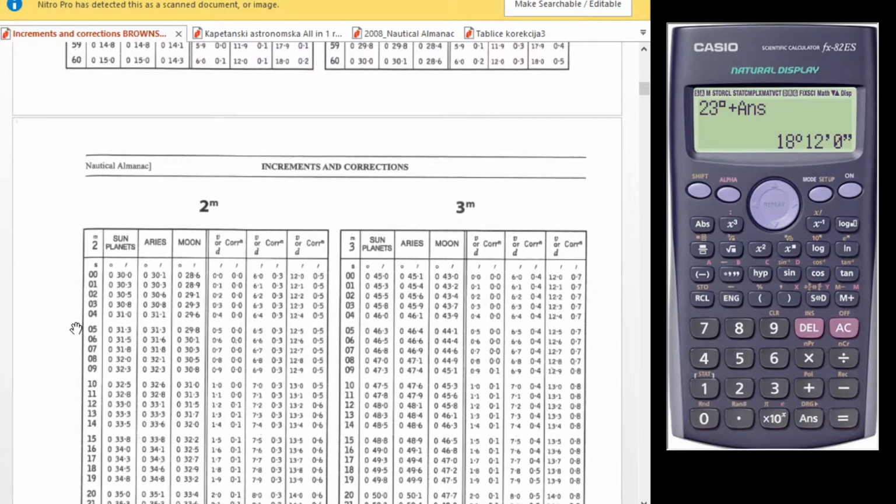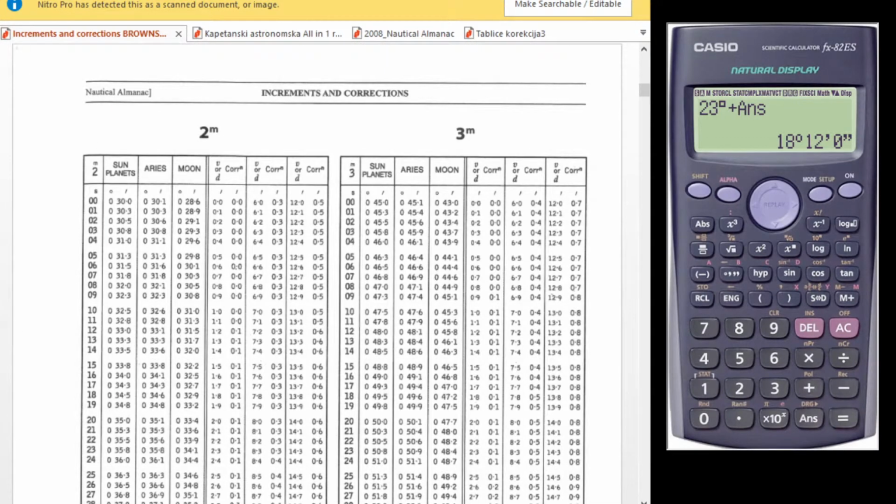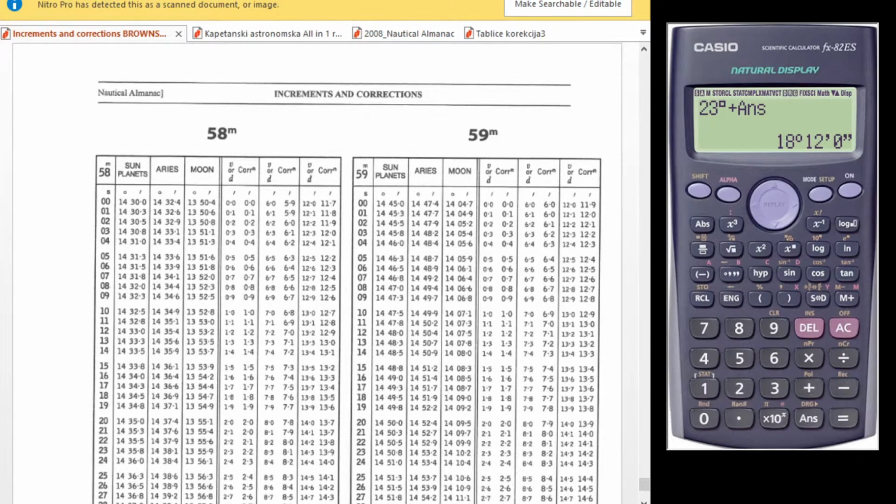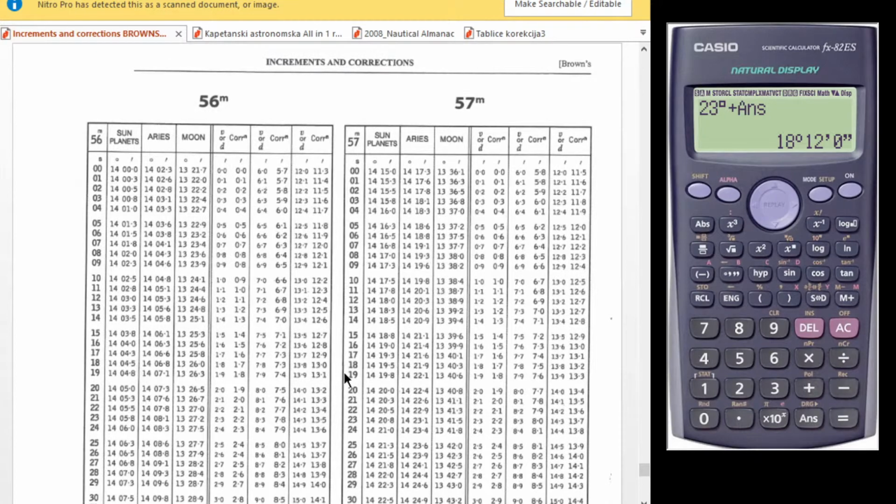Where's my mouse? Sorry, my mouse disappeared. It's hiding from me. Let's see what's happening here. So we are looking for 57. So 50 is, oh, that's on the bottom. Let's go on the back. 58, 57, 06.